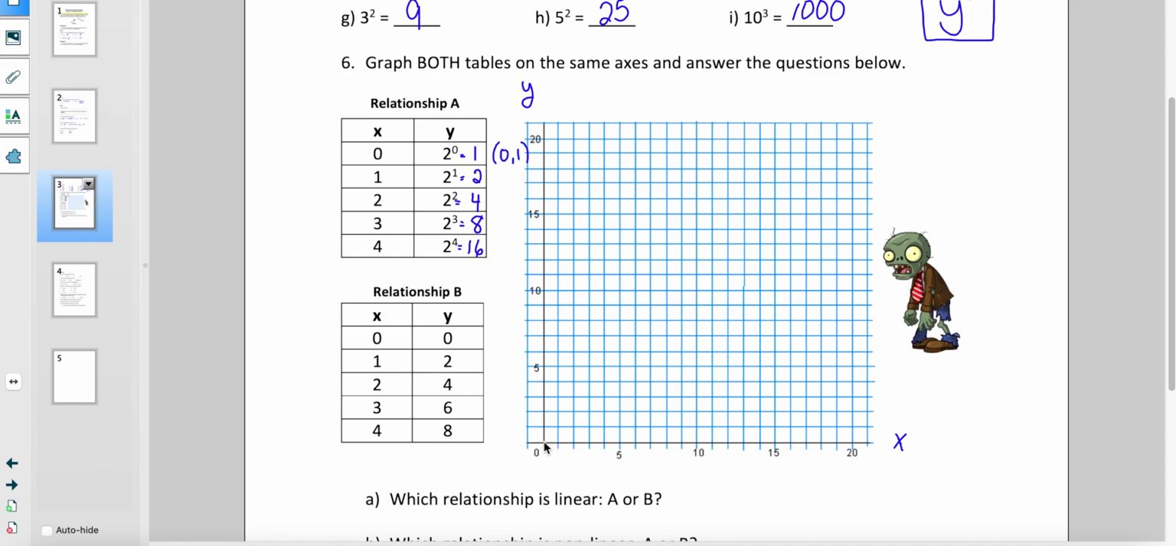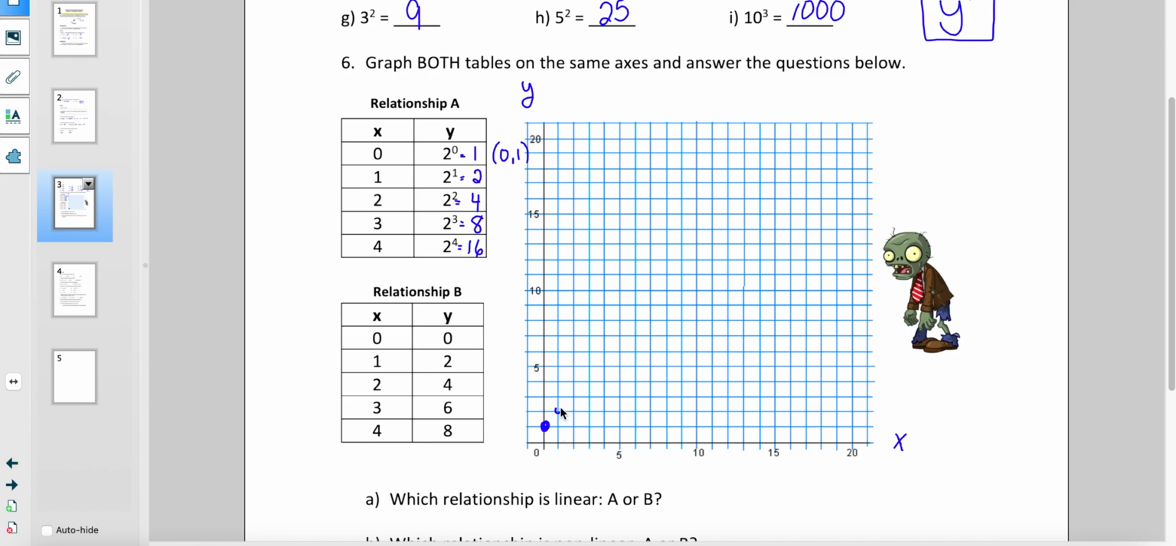All right, so my x is 0 and my y is 1. So if this is 5, that means this would be 1, 2, 3, 4, 5. So I have the first point right here. And then I have the point where my x is 1, my y is 2. So when x is 1, y is 2.